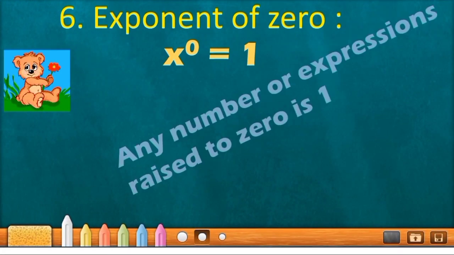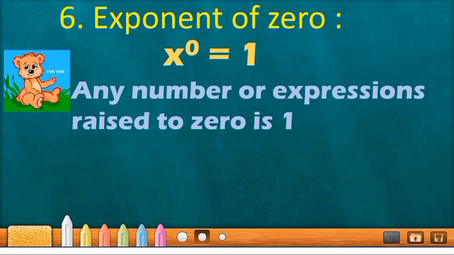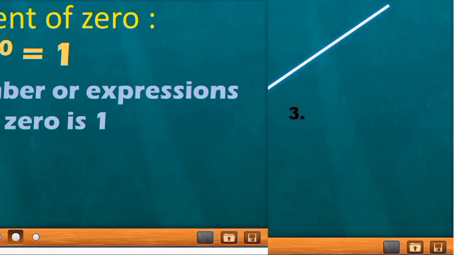Next, we have exponent of 0. X raised to 0 is always 1. Any number or expressions when raised to 0 is always equal to 1.